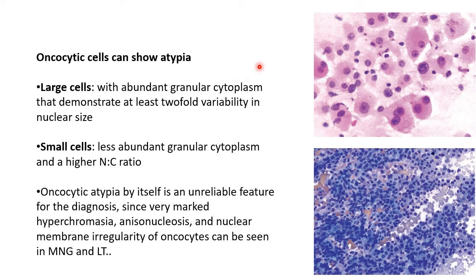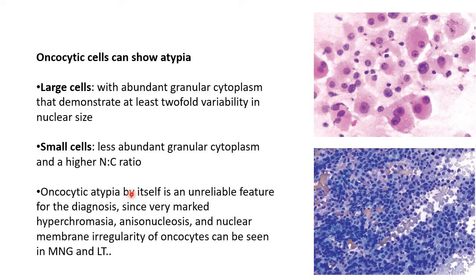Oncocytic cells can also show atypia, which can be in the form of large cells or small cells. So this is the large cell atypia. The term dysplasia was initially used in the previous Bethesda, but now the term dysplasia is no longer used. The oncocytic cells can show large cell atypia or there can be small cell atypia. So large cells have abundant granular cytoplasm, and they show at least twofold variability in the nuclear size. And small cells have less abundant granular cytoplasm and they have a higher NC ratio.